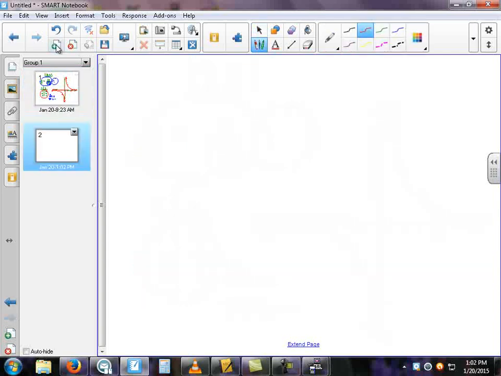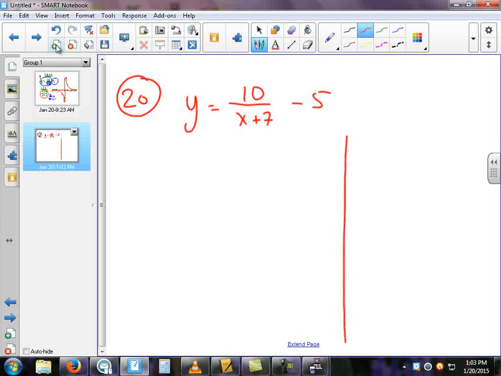And the next section of the assignment works very much like number 20. 20 is sort of one of the more complicated problems. And so we'll start with that. It also shows us everything. Y equals 10 over x plus 7 and minus 5. Okay? So as we produce this graph, I can go straight to my calculator, and that's fine.